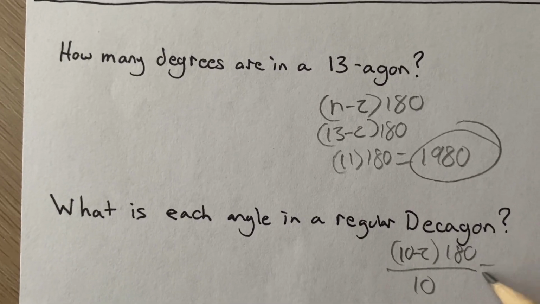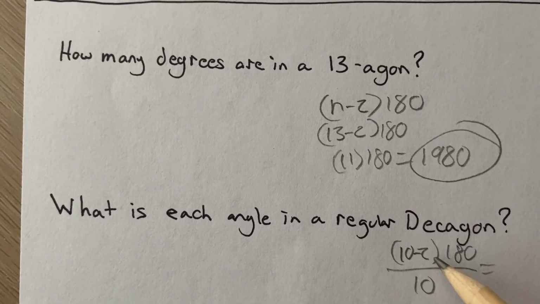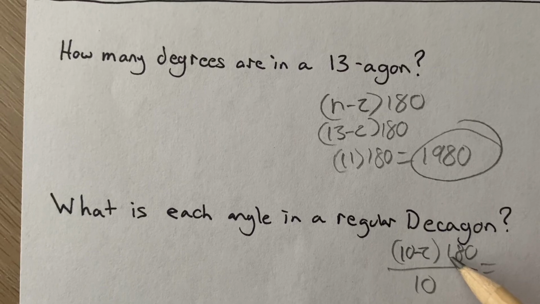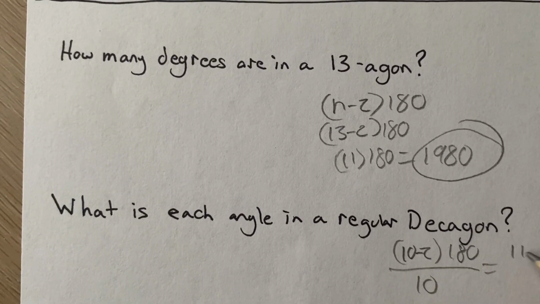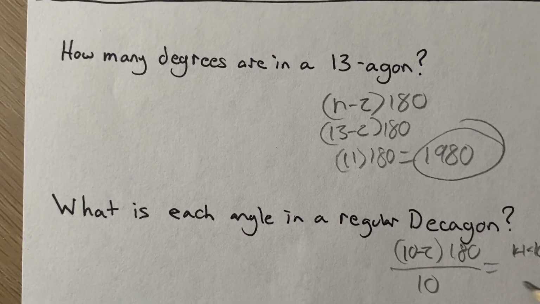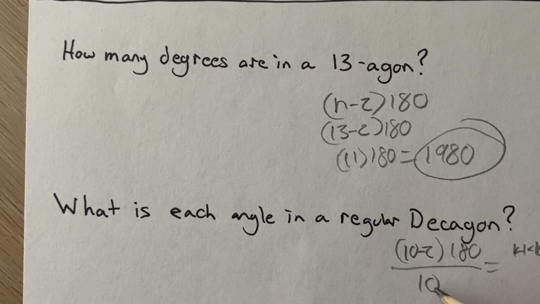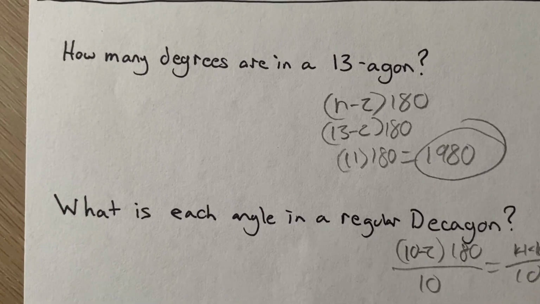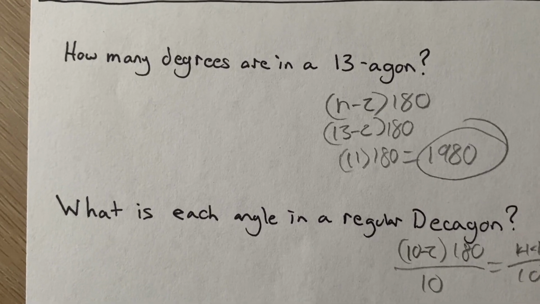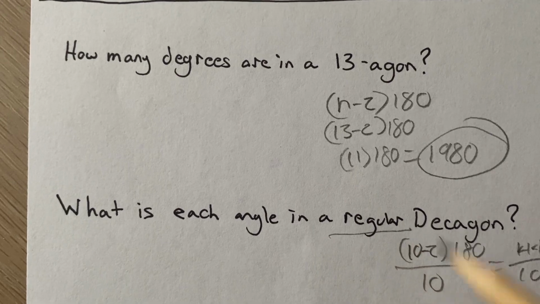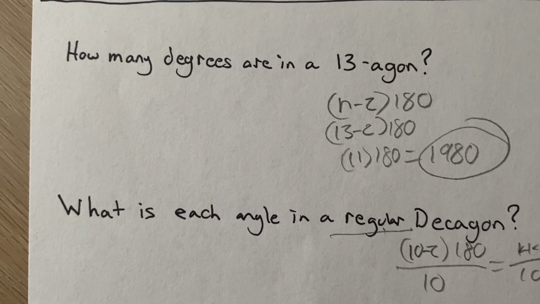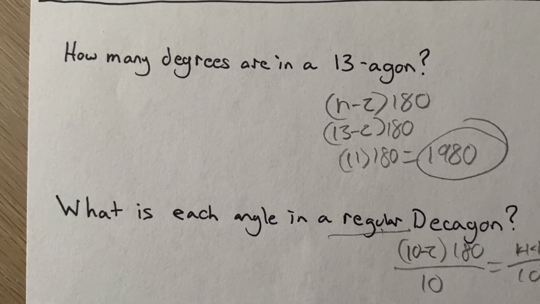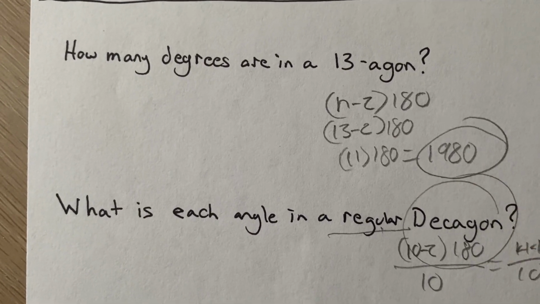So it's going to be 10 minus 2. That's going to be 8. 8 times 180, that's going to be 800 plus 640. That's going to be 1440. And then we're going to divide by 10, and that's going to equal 144 degrees in each regular decagon. A regular decagon is very special. It means that every single angle and every single side is exactly the same for this decagon.